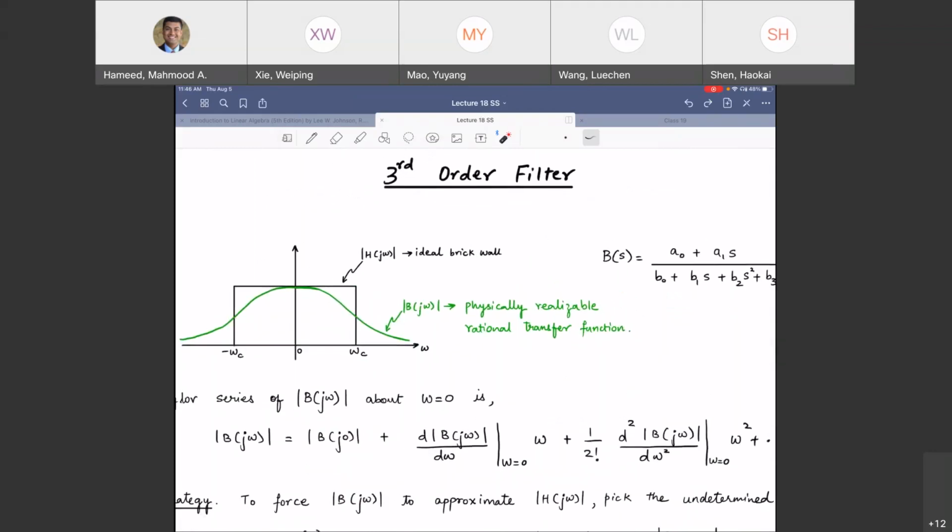Now, what we'll do is we'll start off with a third order Butterworth filter. Then we'll derive it. We'll derive the transfer function of a third order Butterworth low pass filter. In looking at the form, observing the pattern in that particular transfer function, we'll project it for any order n, capital N order Butterworth filter.